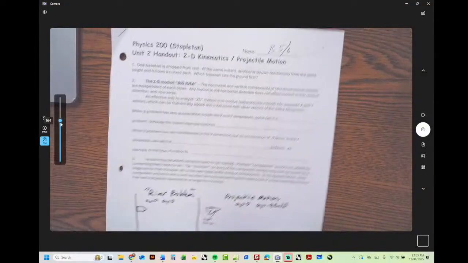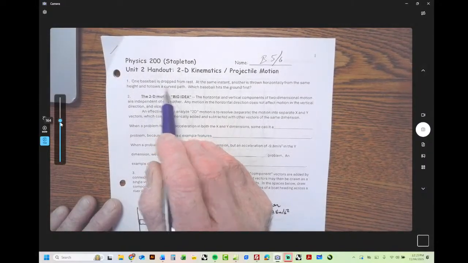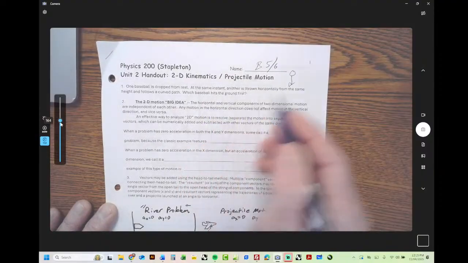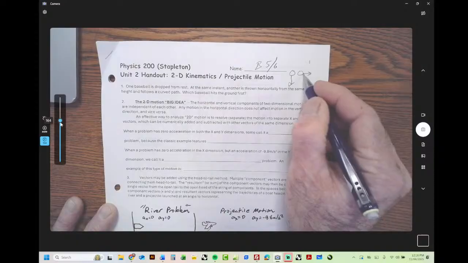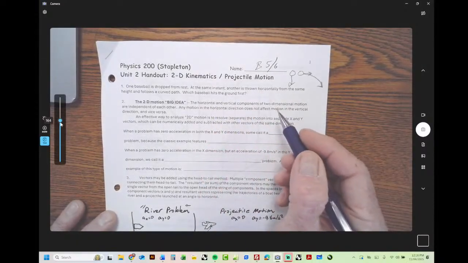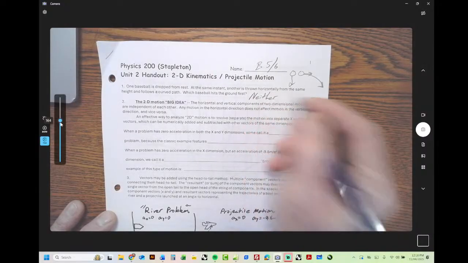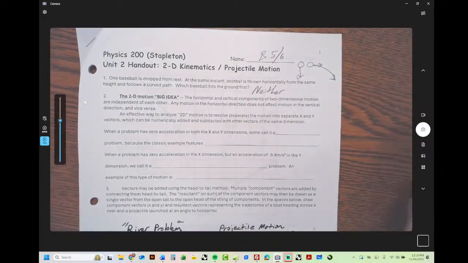All right, back to the beginning, to the intro. One baseball is dropped from rest. So here's a baseball, just dropped. At the same instant, another is thrown horizontally from the same height and follows a curved path, like this. Which baseball hits the ground first? Neither. I was going to say neither. You can do either one. So they hit the ground at the same time.